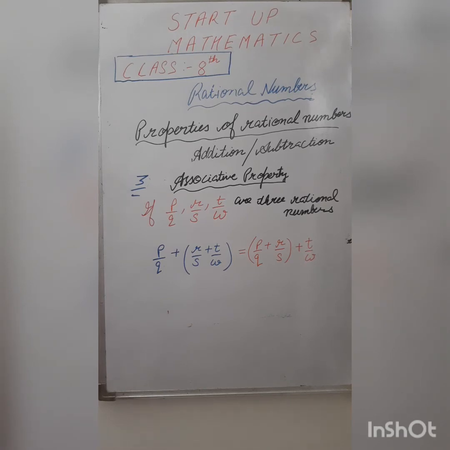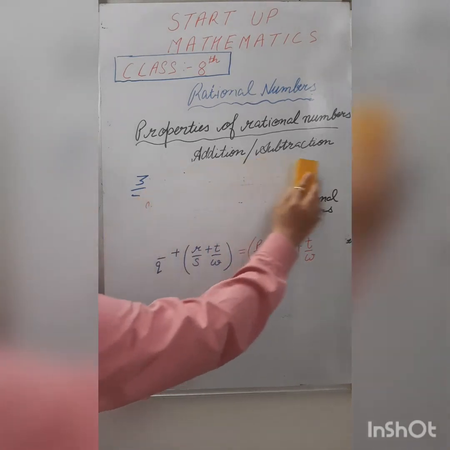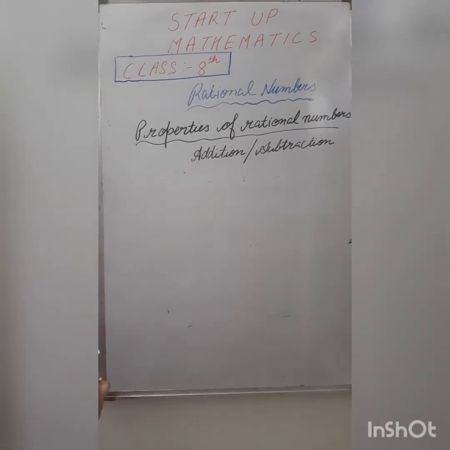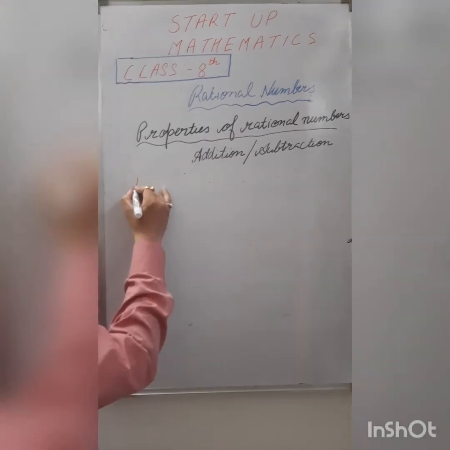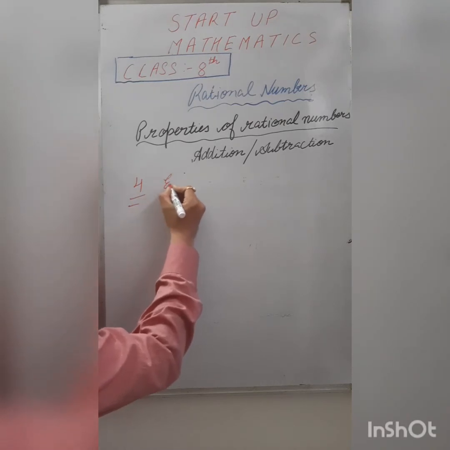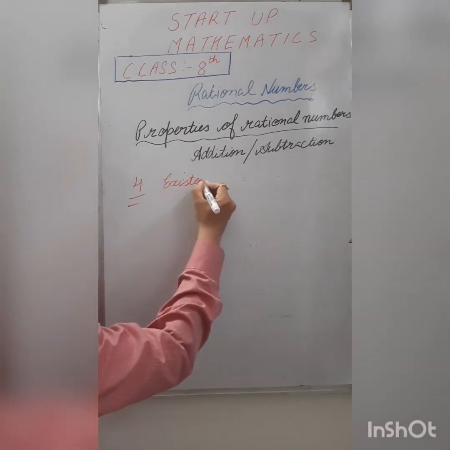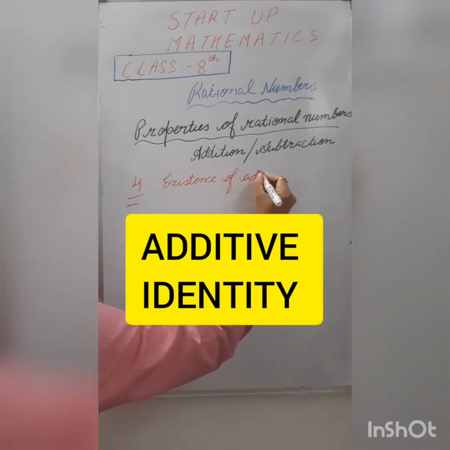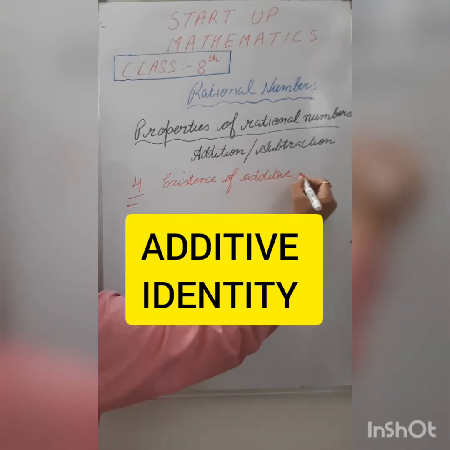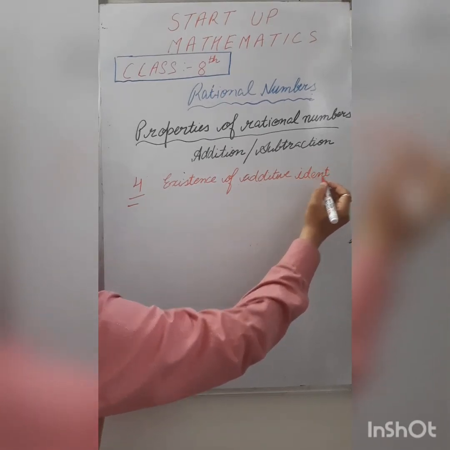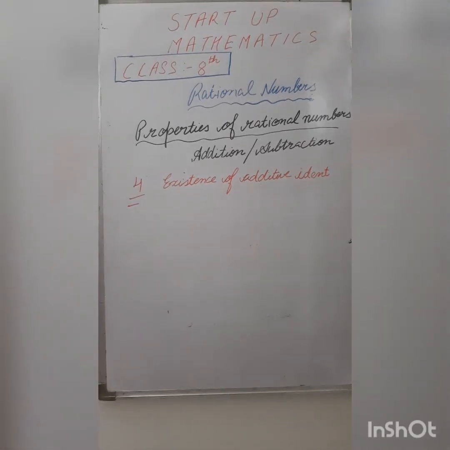Now let's move to the fourth property, and it's a very important property. Fourth property of rational numbers for addition and subtraction. So subtraction की बात हम बाद में करेंगे, सबसे पहले हम बात करने जा रहे हैं for addition. Fourth property is, students, existence of additive identity.